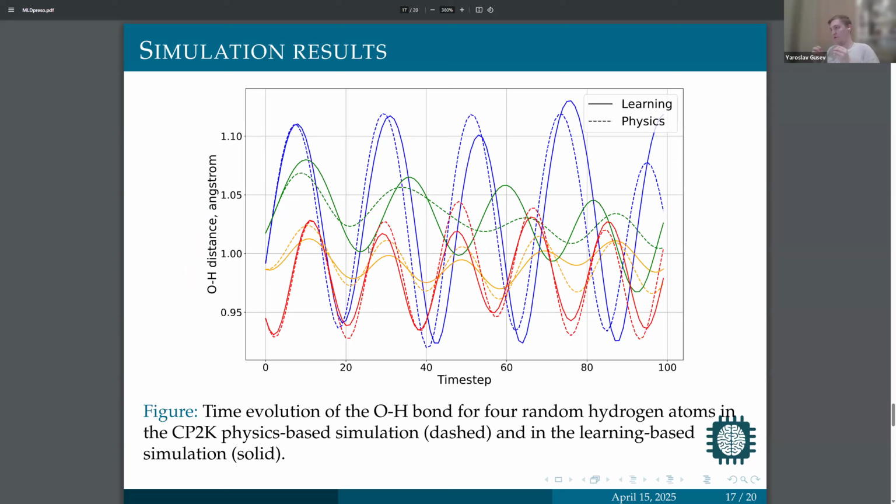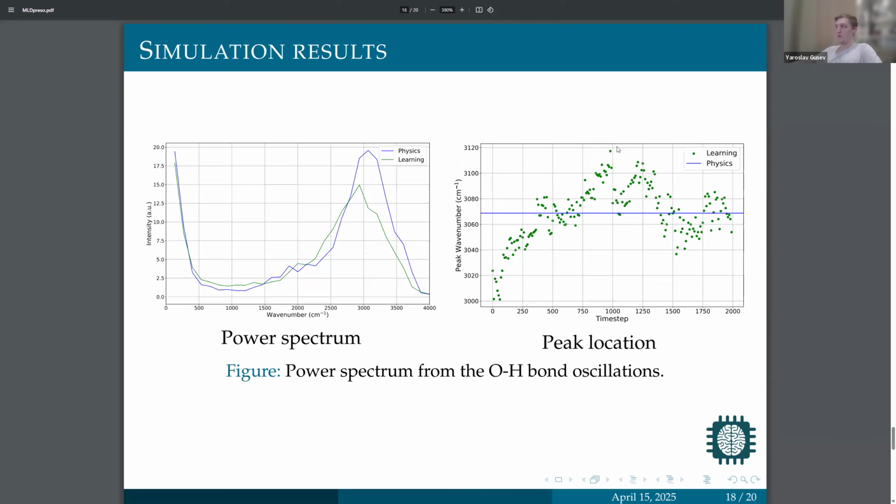So it's actually vibrating somehow. There is an oscillation or movement of hydrogens. They reach some maximum value of the distance, then they attract, they repulse, and so on. There are these oscillations, and we can see that they look similar for the learning simulation and the respective physics simulation. And then I also performed the Fourier transform of these bond oscillations.